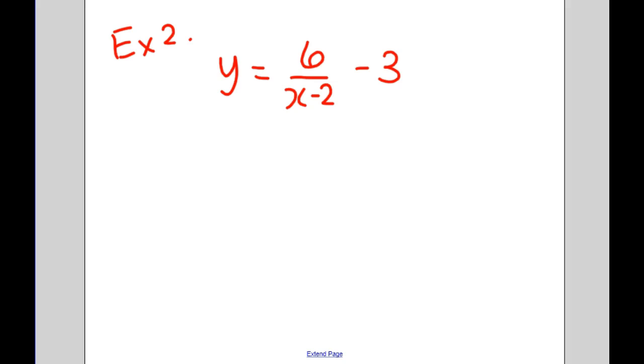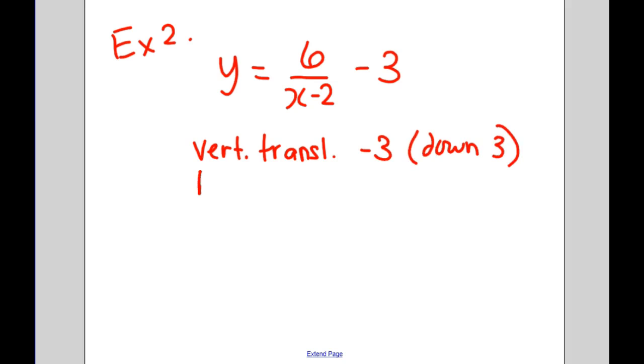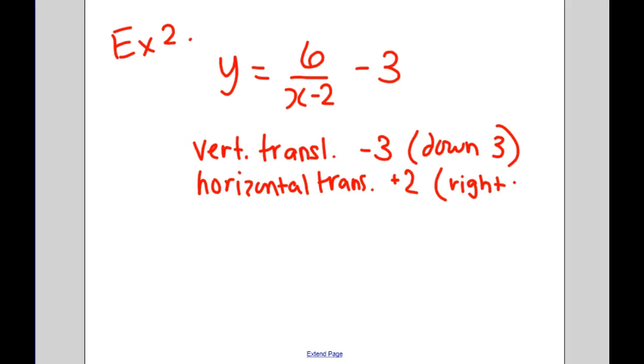Okay, so do we know what transformations are happening by looking at this equation? We'll have a vertical translation, that means up and down, of -3, so I'll put down 3. A horizontal translation of +2, so that means to the right 2.